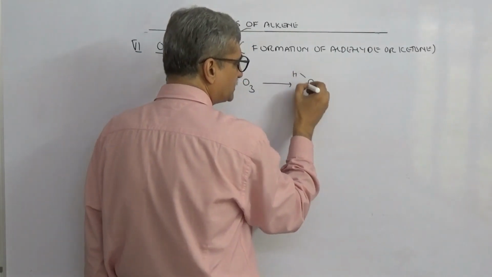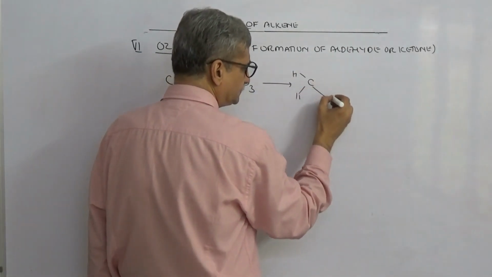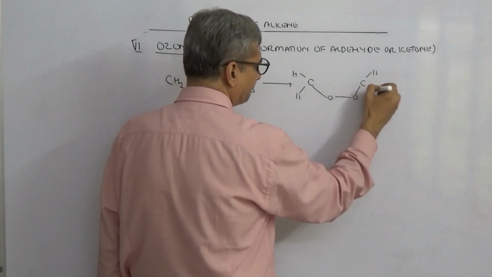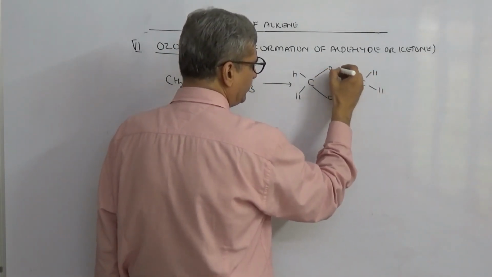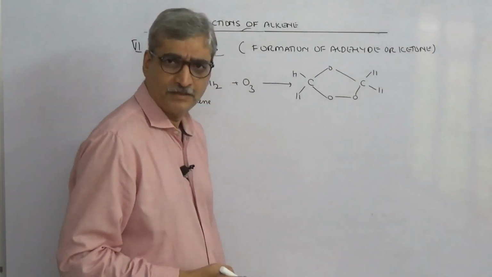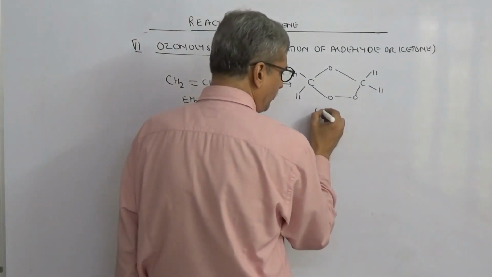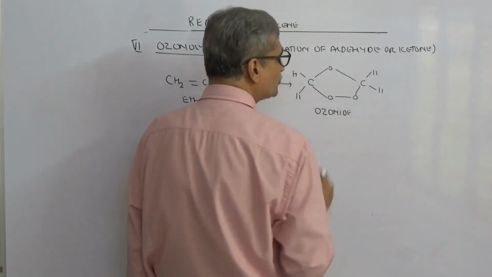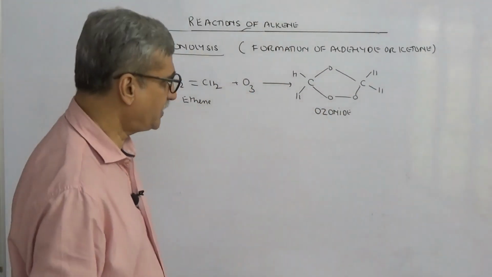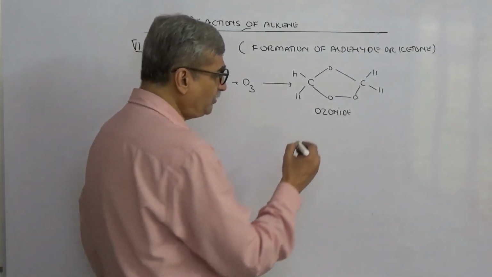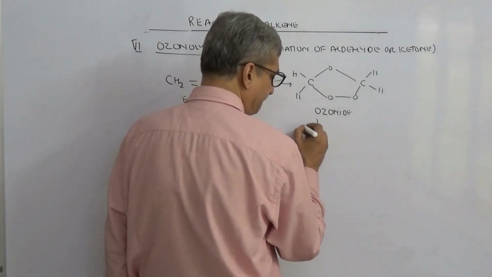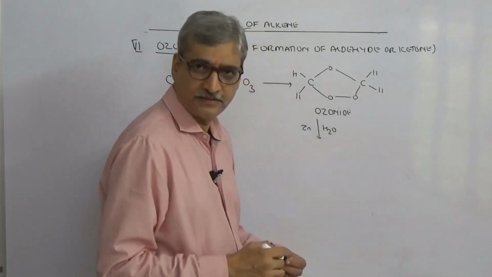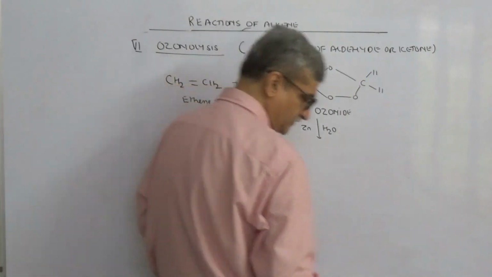And what do I get? CH2. So this is how the pi bond broke, and here you have the sigma bond. So this intermediate compound will be called an ozonide. So you have an ethylene ozonide. Now the moment you react this with zinc in presence of water, let me be more clear.